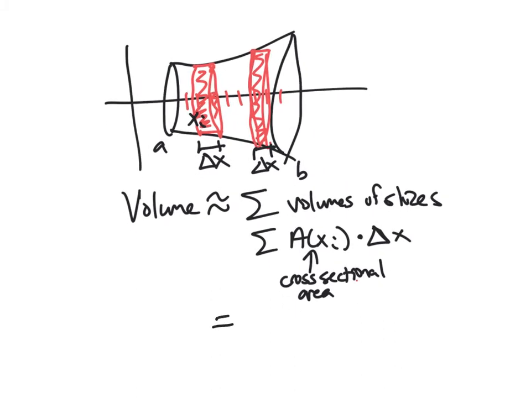And so then what does this turn into overall? Well, just like we did before, we take a limit. We take these to be really, really thin slices and as many as we can fit in there as possible. And it becomes an integral, in this case from A to B, of our cross-sectional area function times dx. So let's actually see what this looks like in practice.